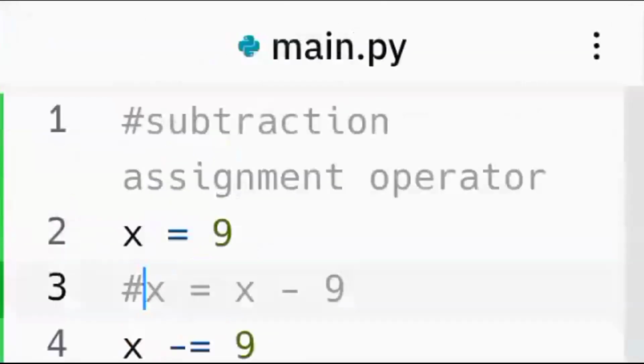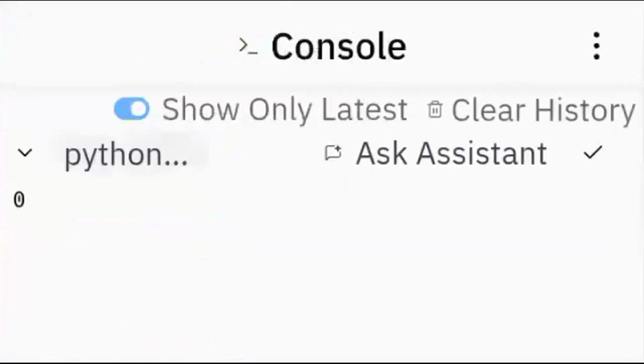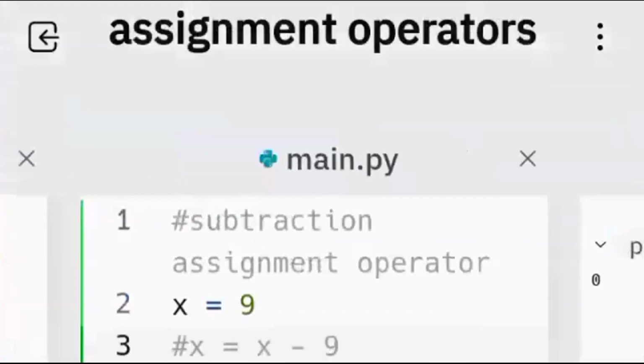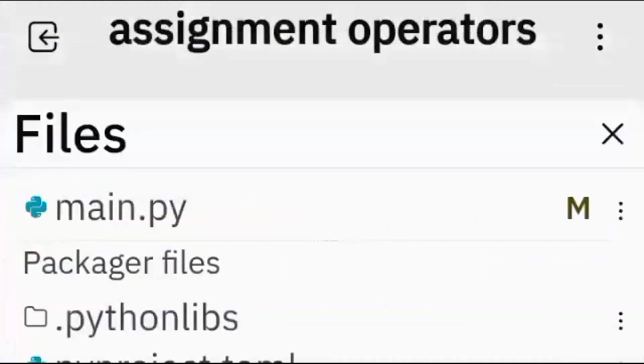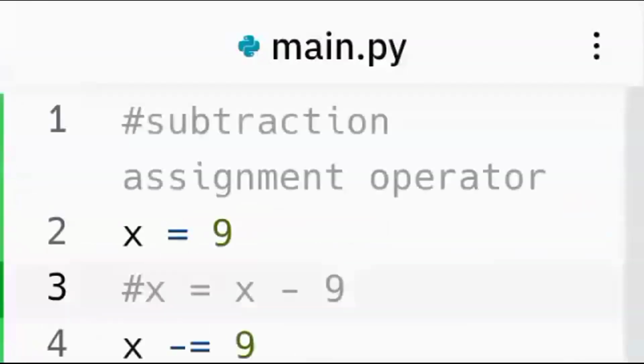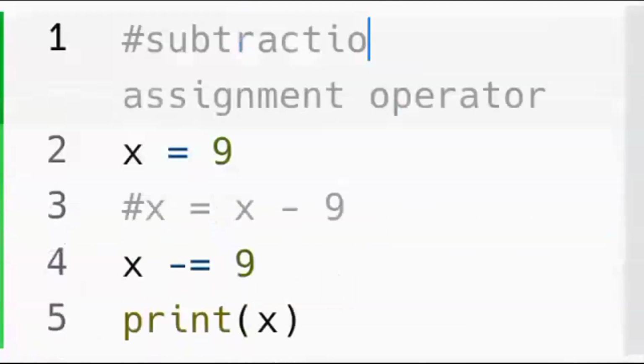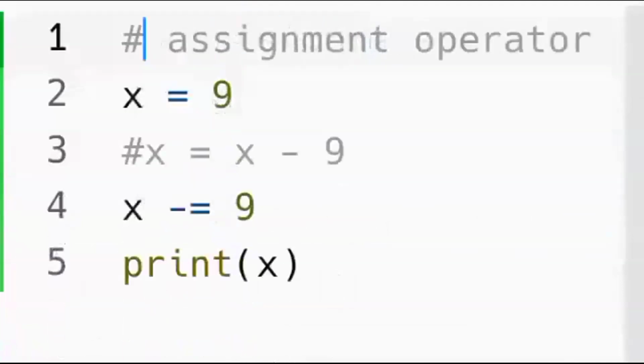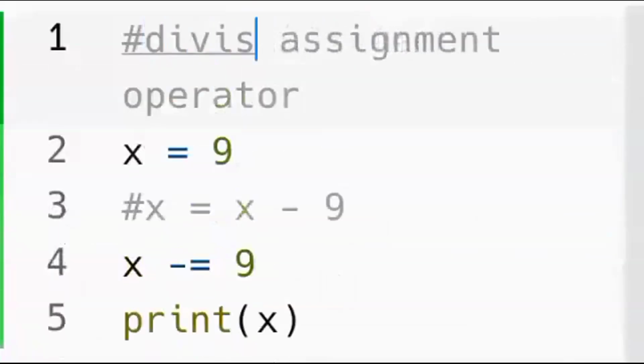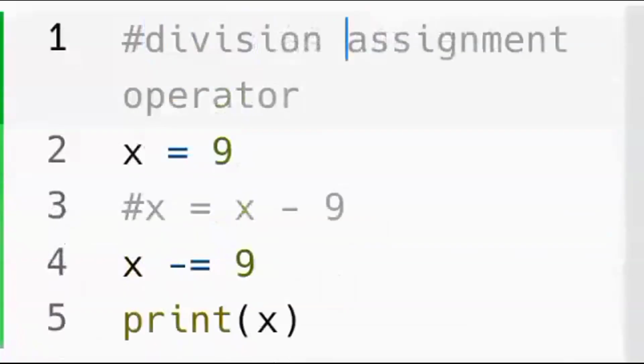Another type of assignment operator is the subtraction assignment operator. It does the same thing, but rather than adding, it subtracts. First it subtracts from x, so x minus 9, and then after evaluating the value, it assigns it to x. So x minus equal to 9 means subtracting on the right-hand side expression, and then assigning that value to x on the left-hand side.